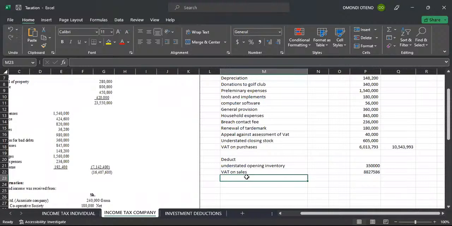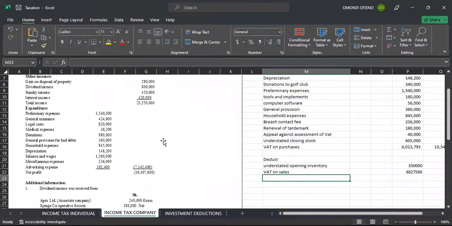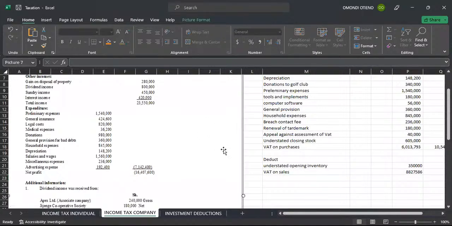By how much? What percent were we told VAT is? What is the rate of VAT? 16%, so that is the answer. 16% is the rate which we are applying there.